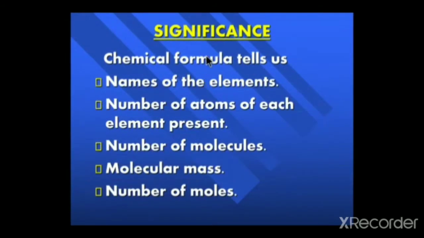Next is significance. Chemical formula indicates or tells us number 1, names of the elements present in the compound. Number 2, number of atoms of each element present. Number 3, number of molecules. Number 4, molecular mass. Number 5, number of moles.